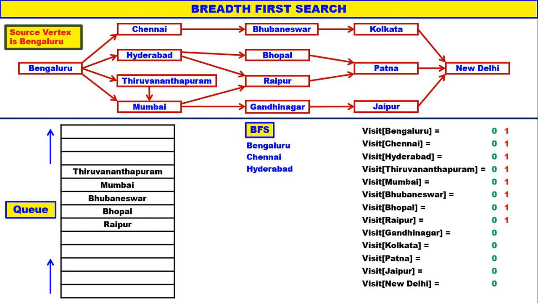Remove the front element of the queue. What is the front element of the queue? Thiruvananthapuram. Add it to BFS. Now find out what are the nodes adjacent to Thiruvananthapuram. There is one node which is adjacent to Thiruvananthapuram, that is Mumbai.